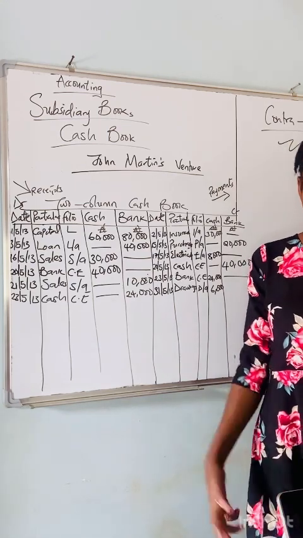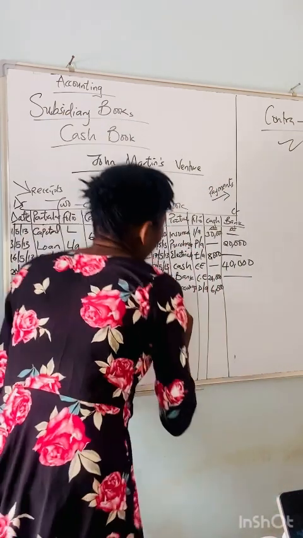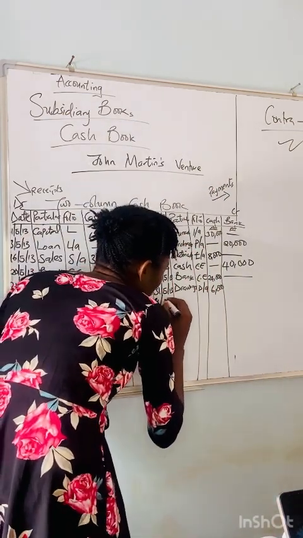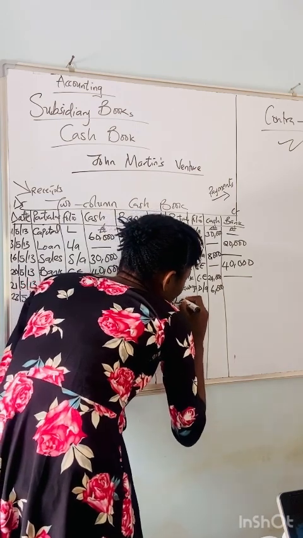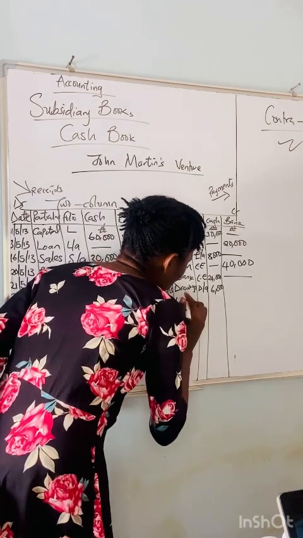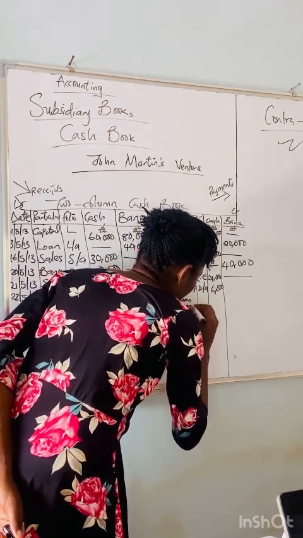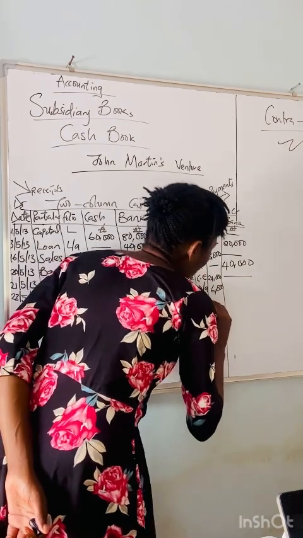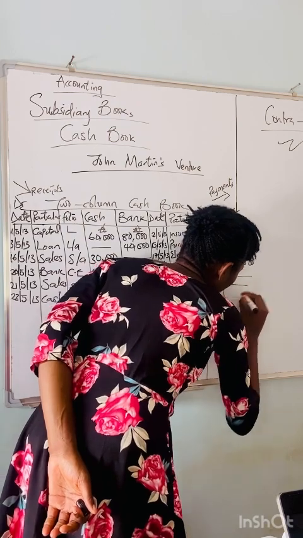We are paying 20,000 naira cash. So on the 31st, our particular head, we made our loan. If you want, you can put loan repayment, okay? Loan repayment or loan, anyone. Loan repayment, okay? You can see this in our loan account, 20,000 naira cash.